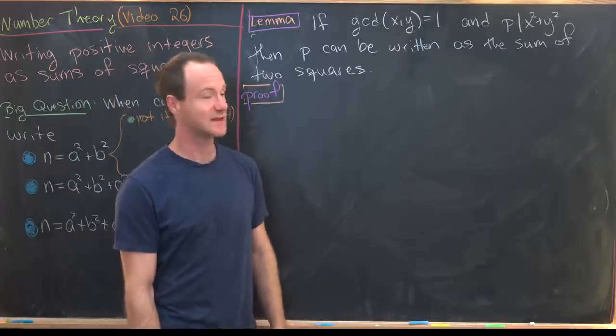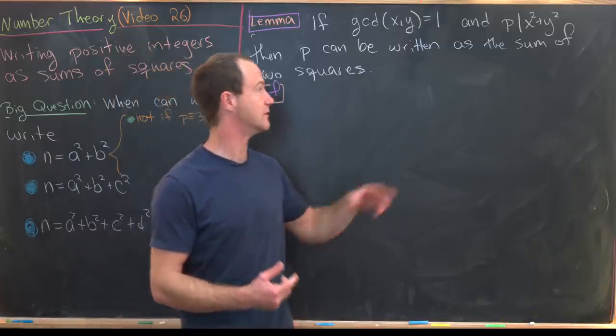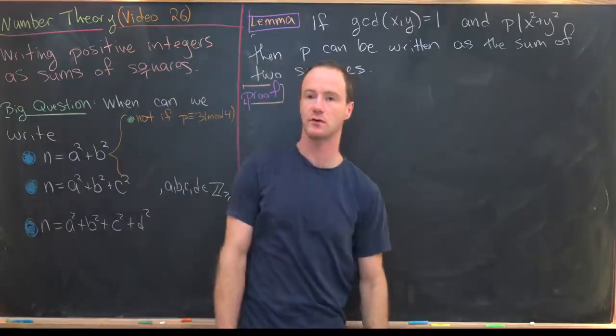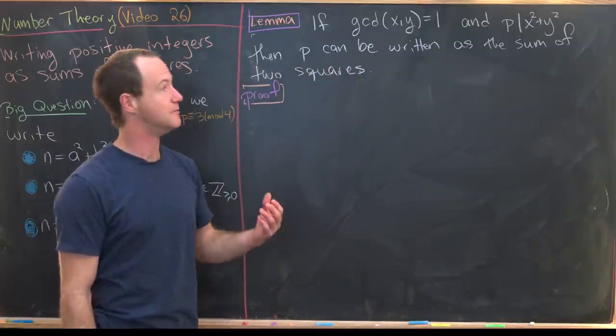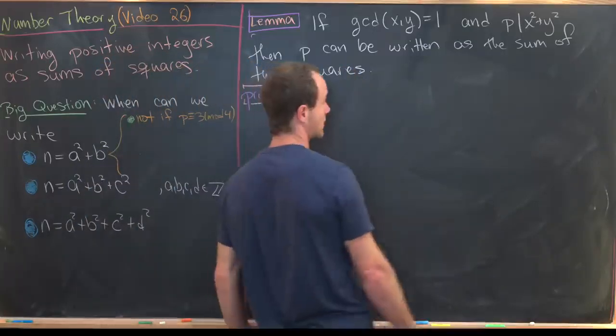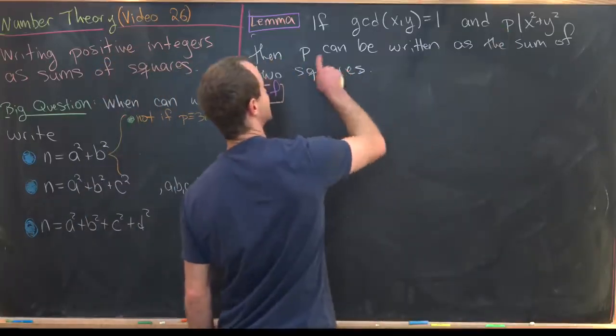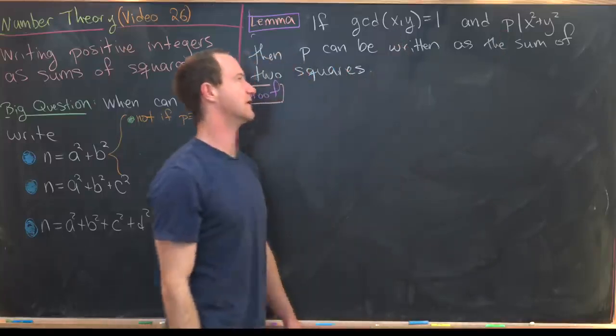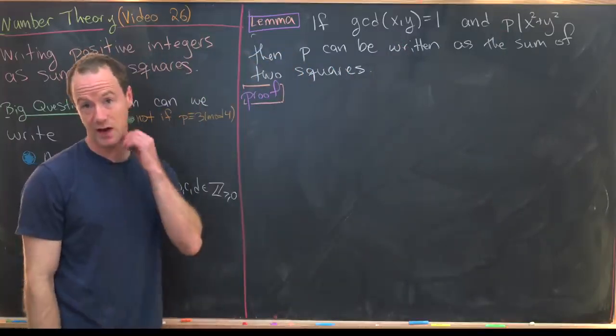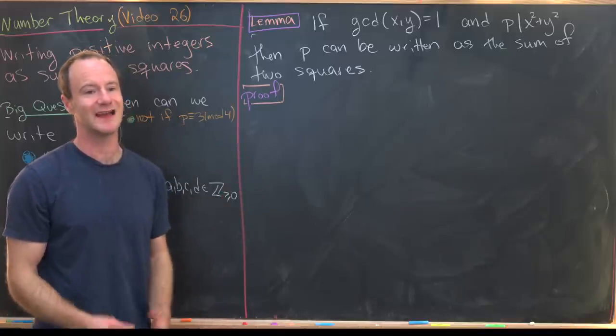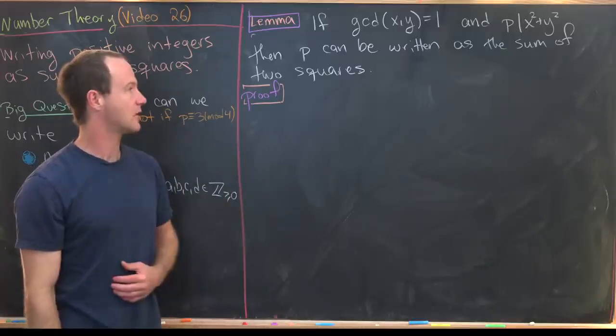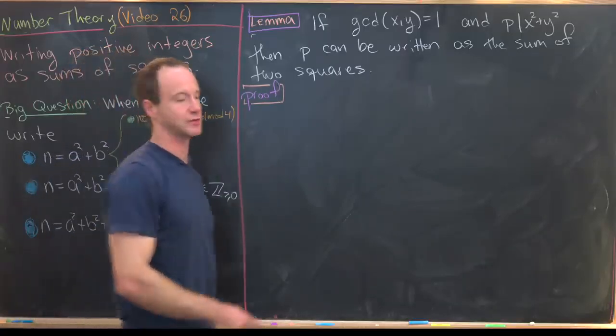Before we jump into this, let's notice from what we just proved, p is not congruent to 3 mod 4, because if it were, then p would divide x and y, but that would mean p would divide the GCD of x and y. But that means p would divide 1, and that doesn't make any sense. Okay, so now let's jump into this proof.